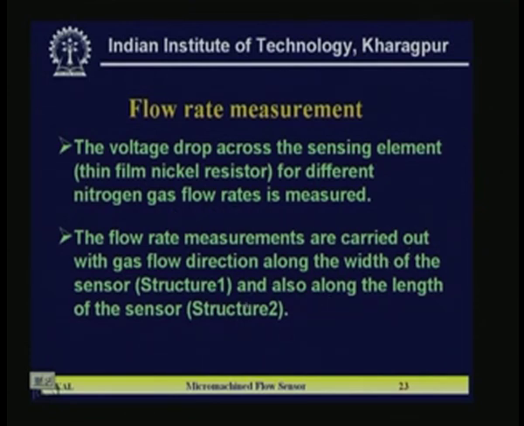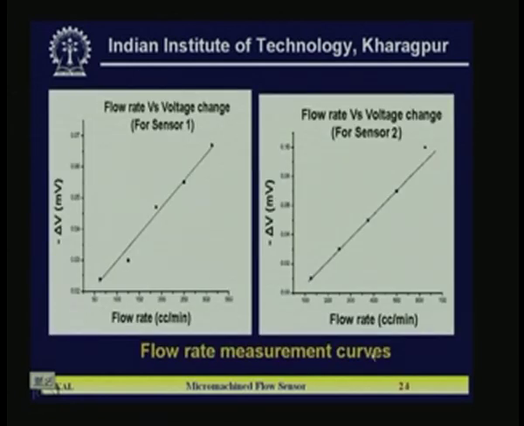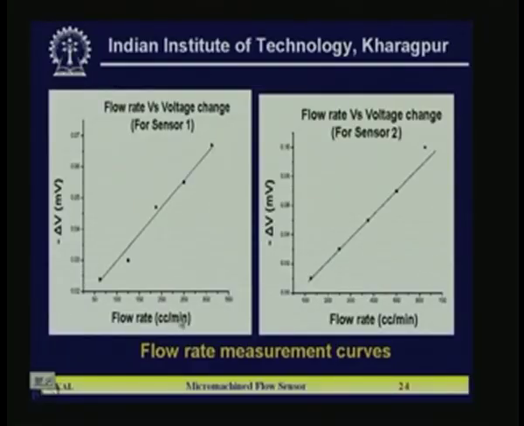Flow rate measurements are carried out with gas flow direction along the width of the sensor, that is structure 1, and along the length of the sensor, that is structure 2. Both the sensors are fixed inside the tube, and we measure the flow versus the change of the voltage. Flow we can measure by a mass flow controller, which is connected at the mouth of the nitrogen cylinder. From there you get the flow, and delta V you can measure from the voltmeter connected across the anemometer. So the delta V versus flow rate is measured for sensor 1, and for sensor 2, the structure 2, the delta V versus the flow rate.